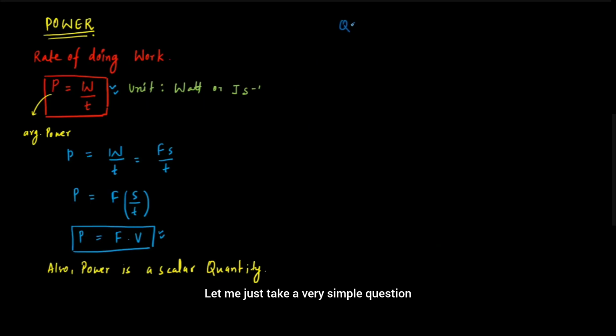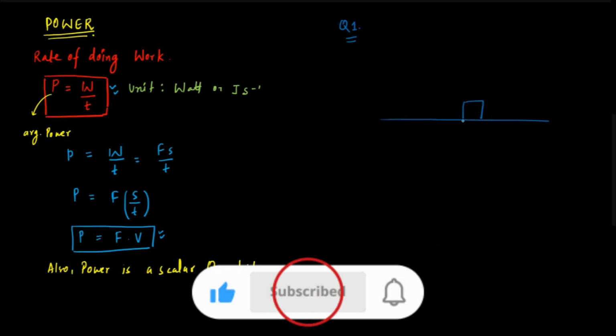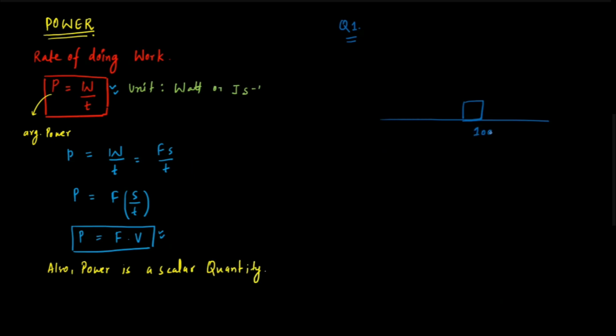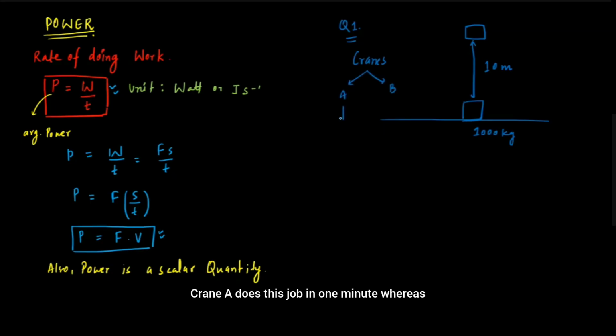So let me just take a very simple question to explain this concept. Suppose there is a crane, and this crane lifts a mass of 1000 kgs to a height of 10 meters, in such a way that there were two cranes, crane A and crane B. Crane A does this job in 1 minute, whereas crane B does this job in 2 minutes.